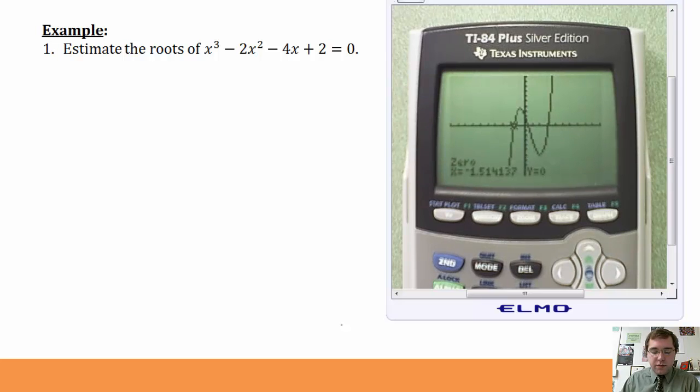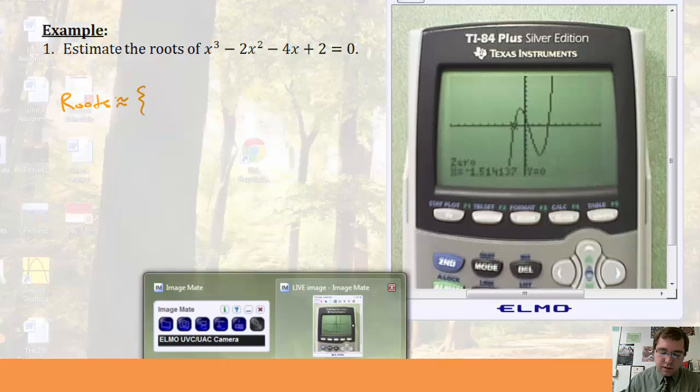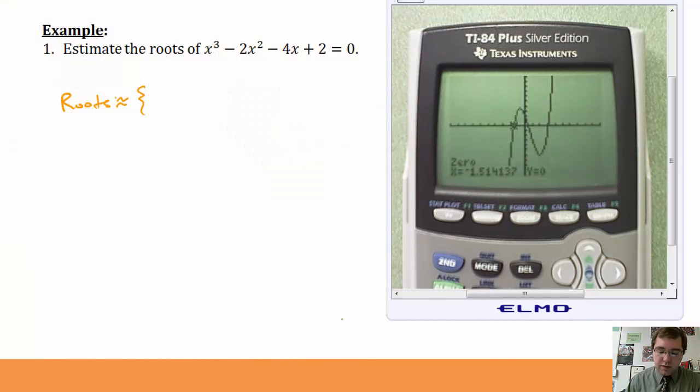Now is it exactly negative 1.514137? No, the decimal keeps going forever. It's an irrational number, so the decimal doesn't end. But my calculator has truncated it. It's cut it off there at 6 decimal places. So my answer, or one of my roots, is approximately, let's use a squiggle equal sign, negative 1.514.